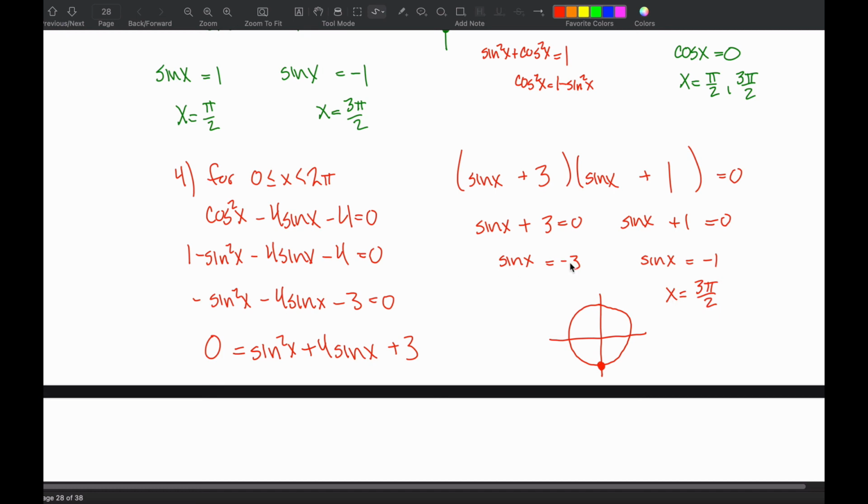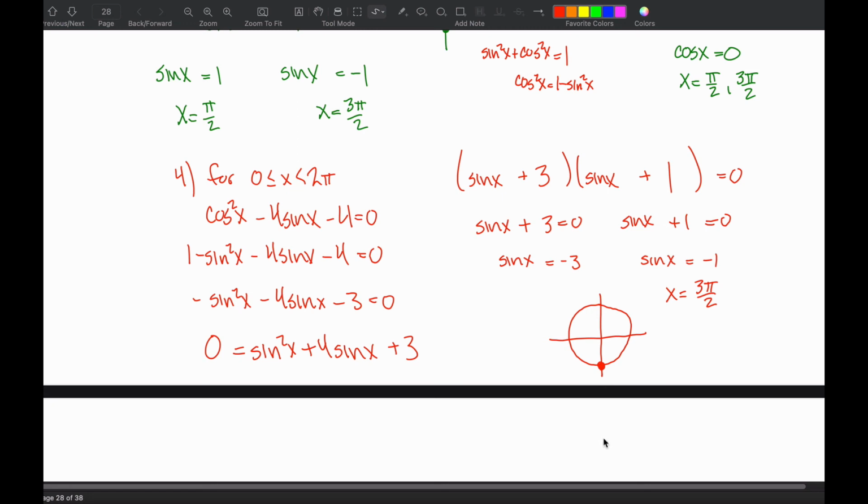It doesn't. Oh, I got to use like arc sine or something? No, there are no solutions to this equation. The sine of x cannot be equal to -3. On my unit circle, the y-coordinate will never be equal to -3. Because remember, here's 0, here's -1, -2. -3 is way down here.